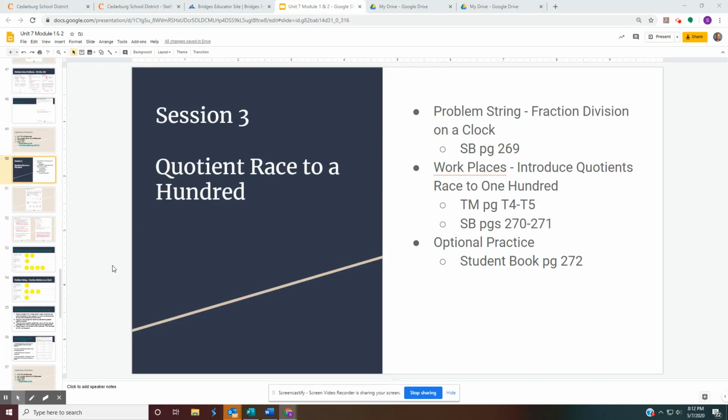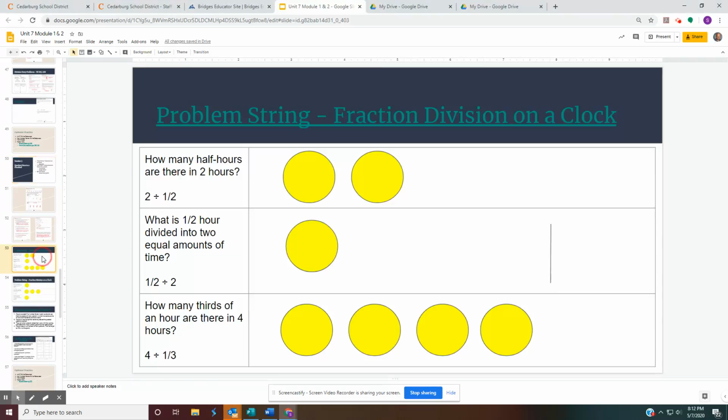Let's go ahead and open your books to page 269 and take a look at the problem string that is there. All right. On your page, you have a bunch of clocks. And what we have to do is solve division problems using clocks. So our first problem to our problem string is how many half hours are there in 2 hours, right?